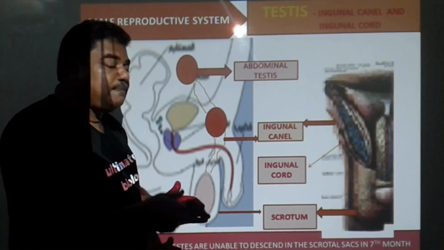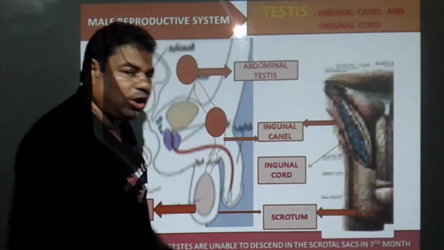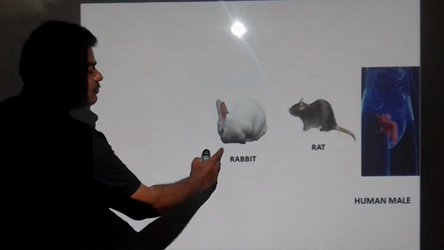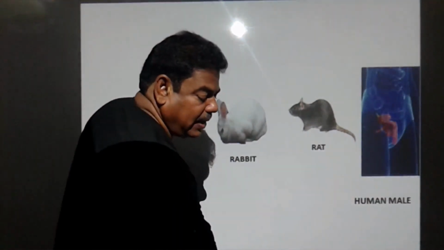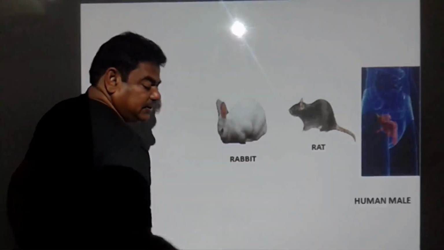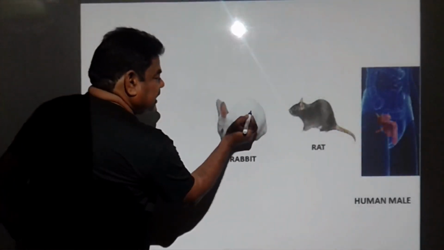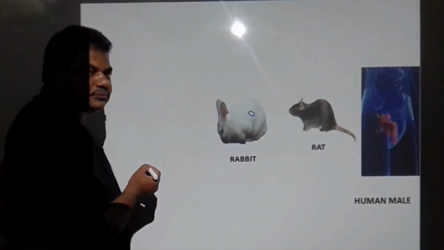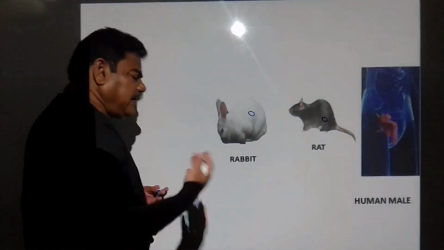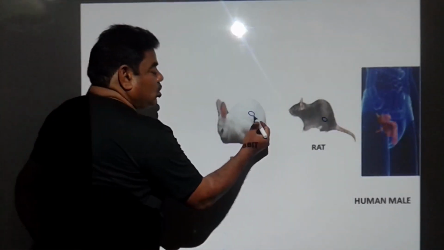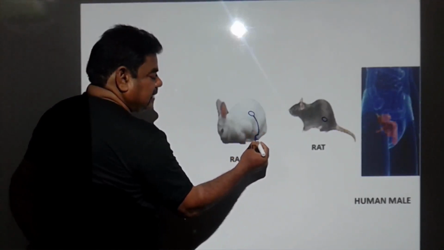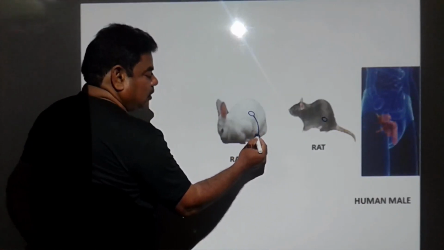But in some mammals, for example rabbit or rat, the testes are present inside the abdominal cavity. In the case of a rabbit, the testes are present inside the abdominal cavity like this. In the case of a rat also, the testes are present inside the abdominal cavity. And the same process is there. The inguinal cord pulls these testes, and the testes descend into the scrotum of the rabbit.